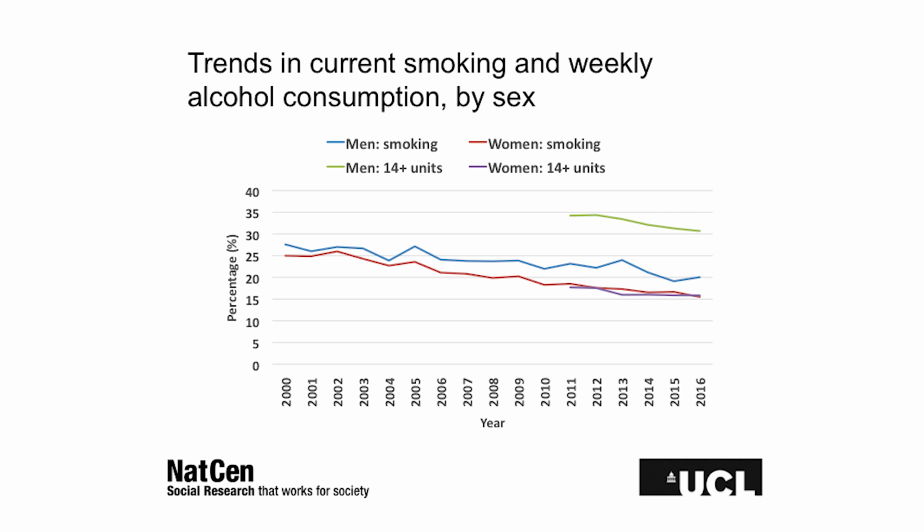By the turn of the century, over a quarter of adults smoked cigarettes. Now, it is down to fewer than 1 in 5. The decline in the number of adults drinking more than 14 units of alcohol a week has been more gradual, though men are twice as likely as women to do so.